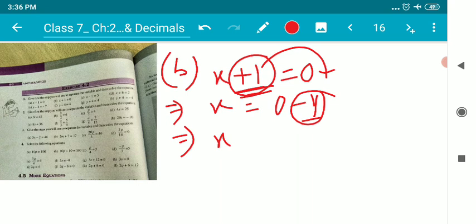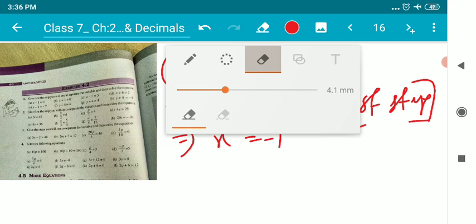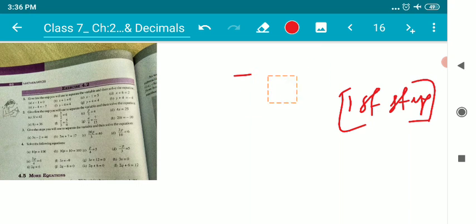So what will I write, children? x is equal to 0 minus 1, resulting in minus 1 only. It is very easy, children. So this is only our first step, to remove the numeric value from the variable. Let us try the next one.